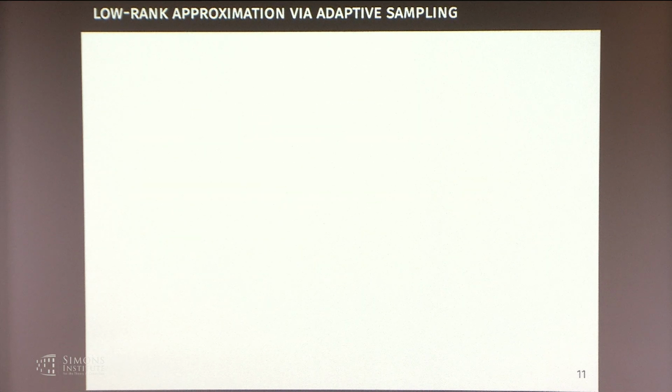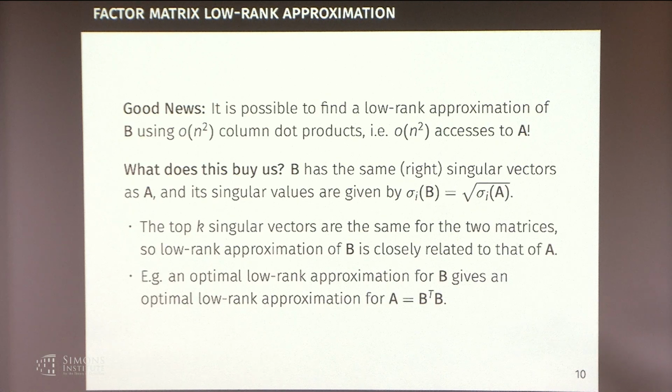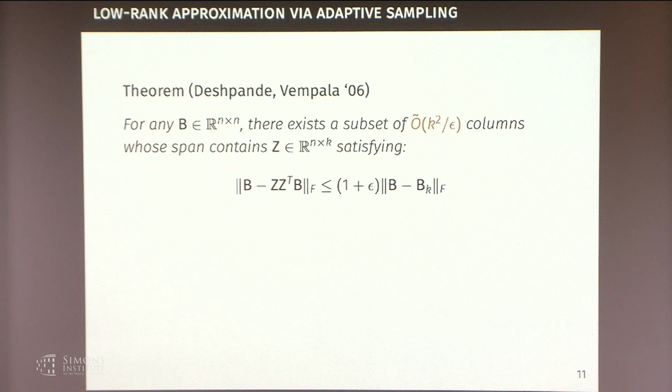Okay. So how do you answer this first question? How do you actually find a low-rank approximation of B using less than n squared column dot products? This can be done in a number of ways. It can be done with leverage score sampling, volume sampling methods, a variety of CUR type methods.